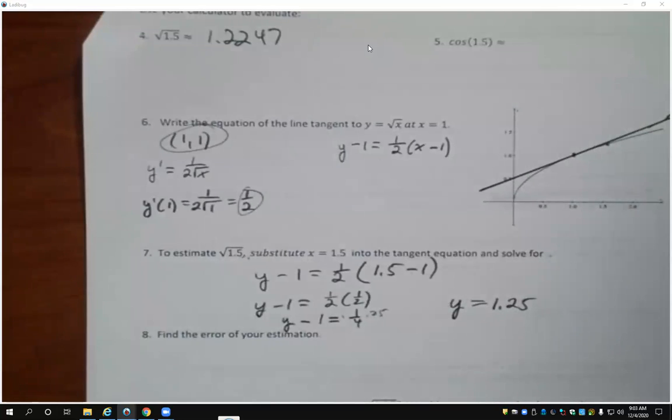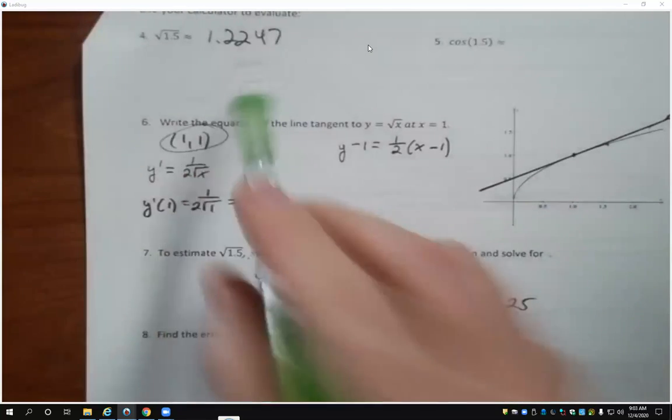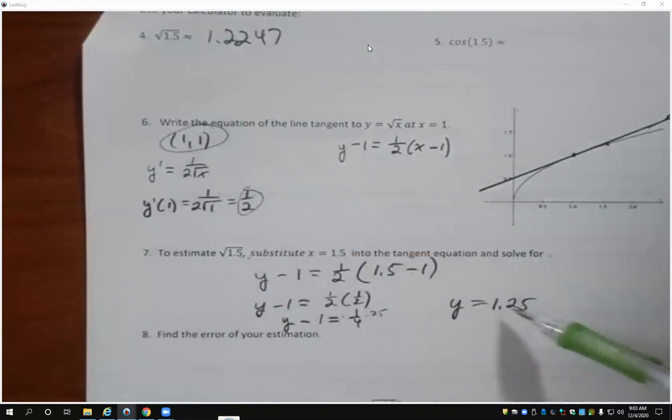The actual answer is 1.2247. We got pretty close to that, didn't we? We were like less than 0.03 off of that. Okay, that's not bad. Okay, I guess it's not bad. It all depends on how accurate you're trying to be, right? It depends on what you're doing.